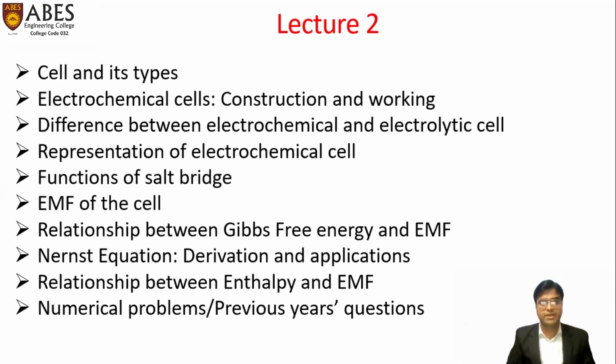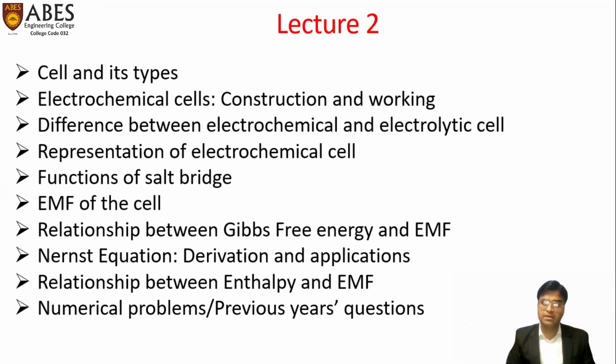In the next lecture, we shall define a cell and discuss its types. We shall understand how an electrochemical cell is constructed and how it works. We shall understand the chemical reactions associated with them, and after that we shall differentiate the electrochemical cell from the electrolytic cell. We shall compare them. At this point, we should know that an electrochemical cell is a cell which converts chemical energy into electrical energy, whereas an electrolytic cell is a cell which converts electrical energy into chemical energy.